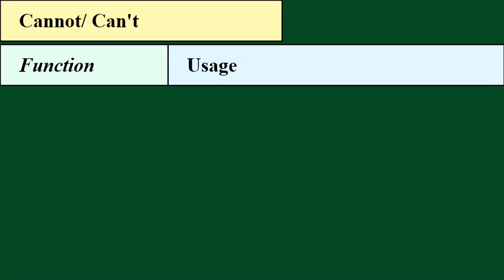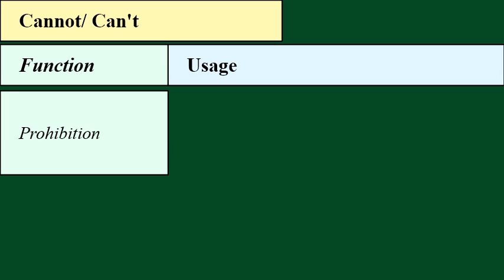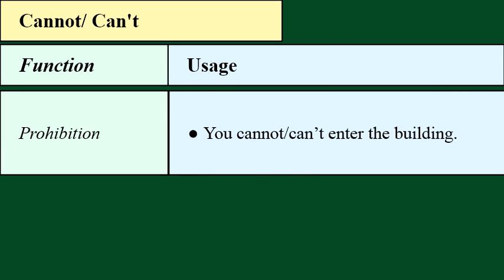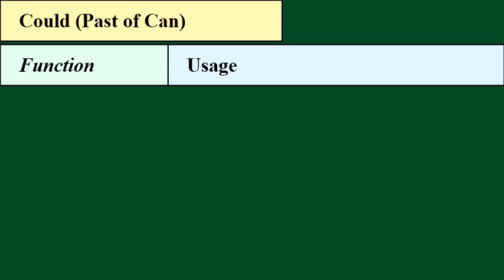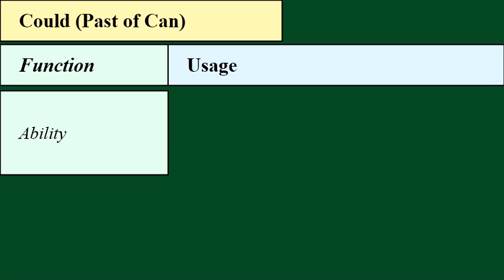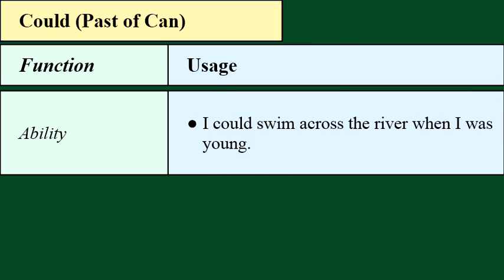Dear students, we should remember that cannot or can't is used to show prohibition. Example: You cannot or can't enter the building. Could, that is past of can. It is used to indicate ability. The example is: I could swim across the river when I was young.